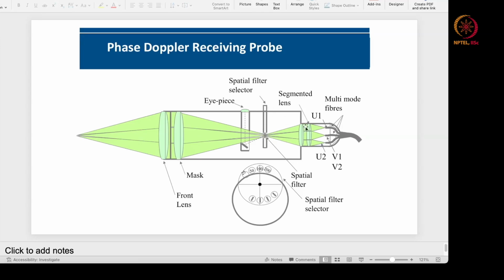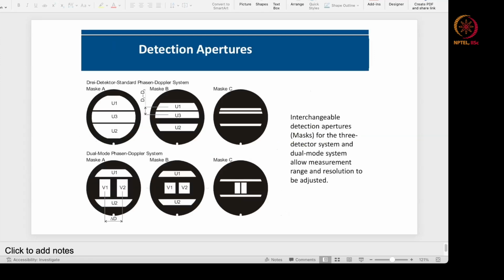Then you have the segmented lens, which focuses the light onto different multimode fibers. These are for V1 and V2 and U1 and U2 roughly. So spatial filters are regularly used in the phase Doppler receiving optics portion. This is, for example, the filters.